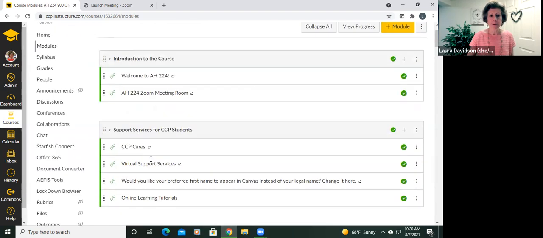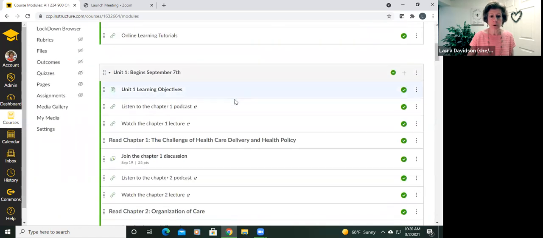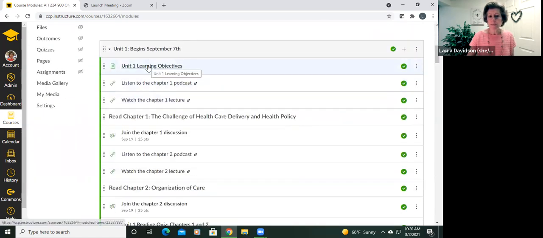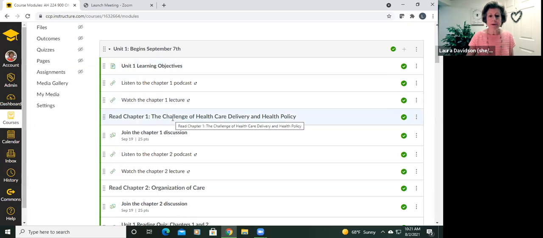All right, so let's spend the rest of our time on Unit 1. The unit always begins with learning objectives, so you should read through that. And then we have a setup for each chapter. You should listen to the podcast and watch the lecture. All of that takes under 15 minutes. They're not long lectures. And then you should read the chapter because the chapter prepares you for the homework, not only the discussions, but also the quiz and the critical thinking.